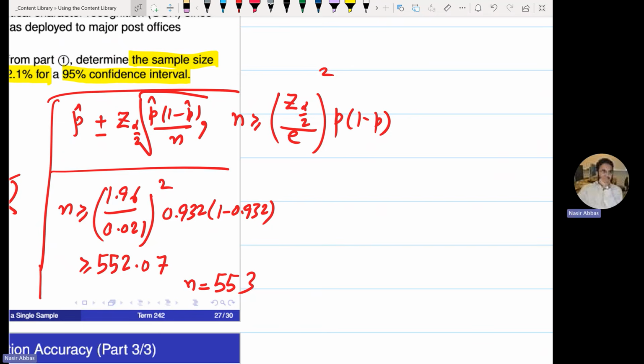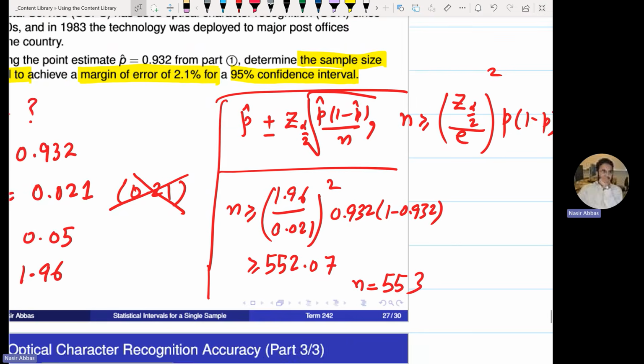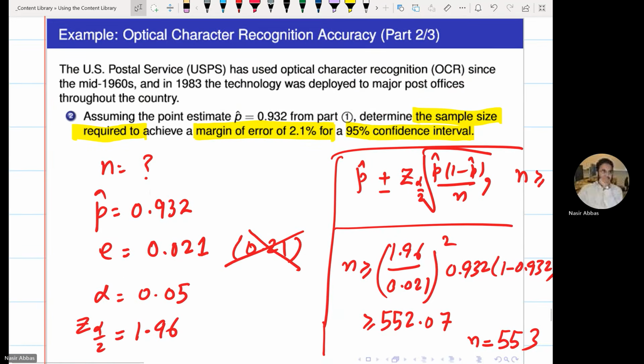What is going on? When they gave us in the question that P hat is 0.932, isn't it impractical? Isn't it impractical to assume that P is 0.932 when we don't have the sample yet? We don't have the sample yet. Where did we get this 0.932 from?